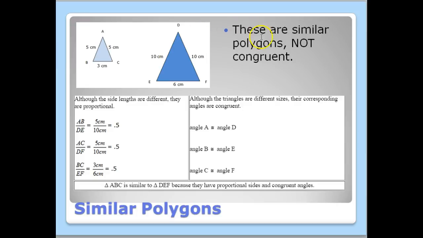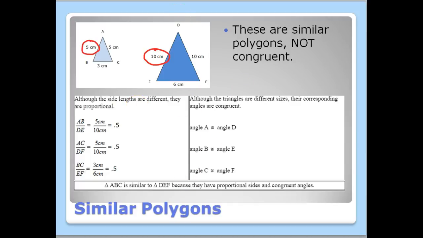Good. Now, these are similar polygons, but they're not congruent, which is completely different. Remember, when they're similar, that means that they have a relationship to each other. If this was congruent, that would mean that this would have to be 5 centimeters, but they are similar, okay? So it's that whole proportional thing.